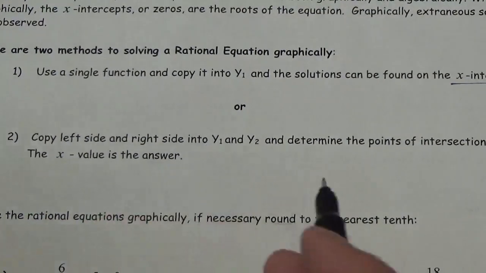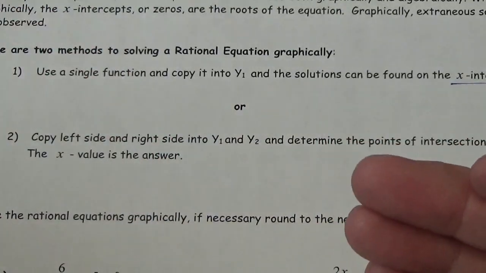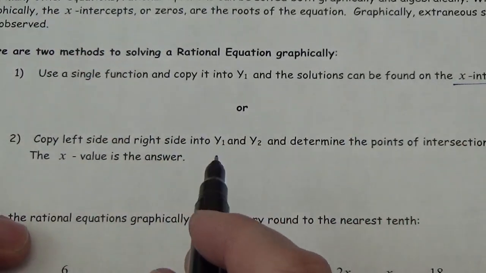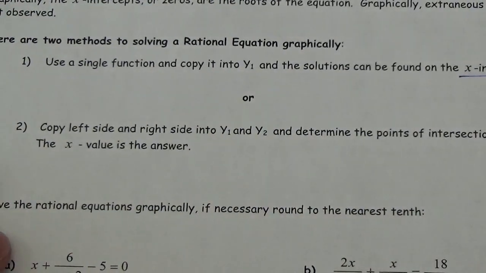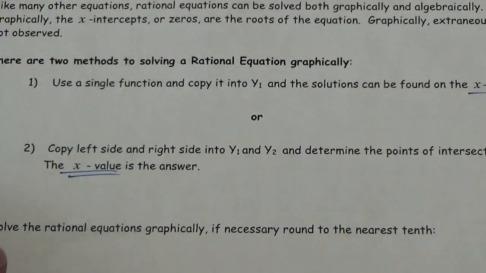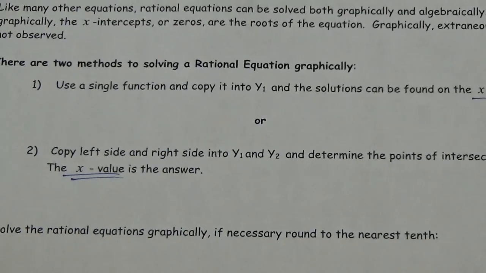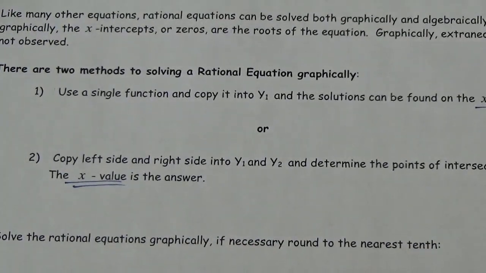Another way of doing it is to treat it more like a system of equations, where you've got the left side of the equation equaling the right side, so you graph them separately in y1 and y2, and then we look for the points of intersection. What we're looking for here is the x-coordinate of the point of intersection. The y-coordinate isn't relevant in this particular case. It's really just the x-coordinate that we're interested in. So anyway, let's take a look at a few questions here, and we'll walk through how to solve these things graphically.